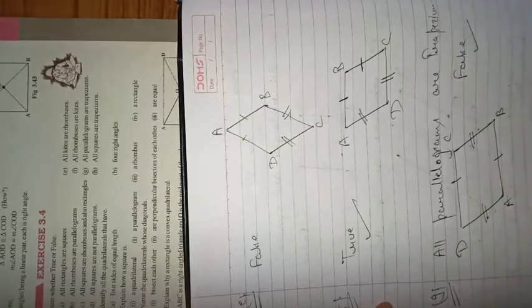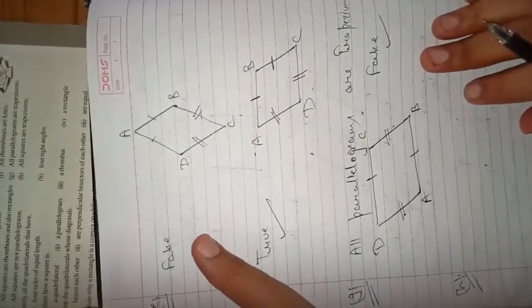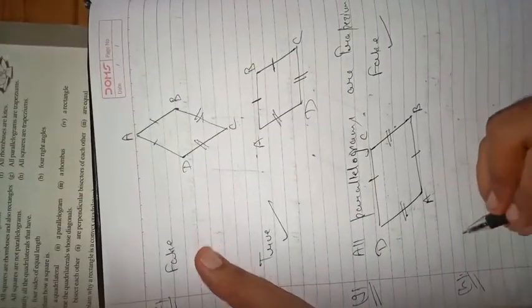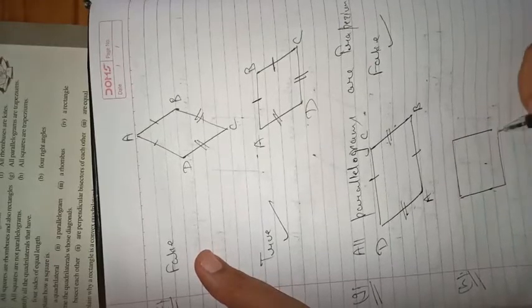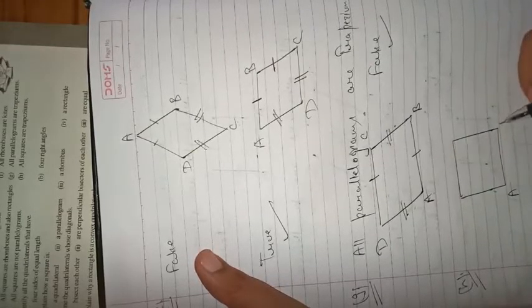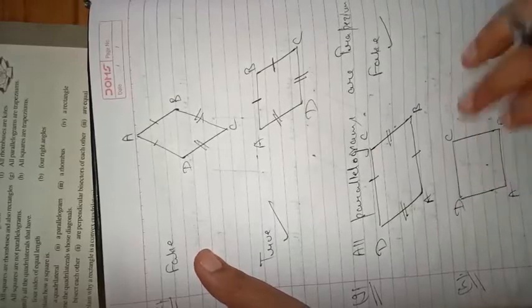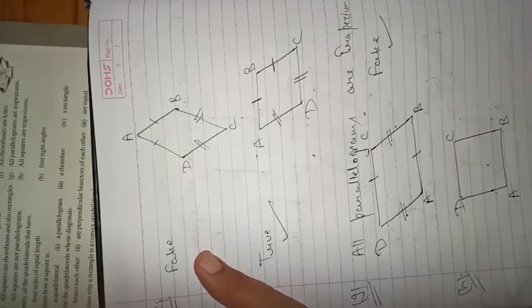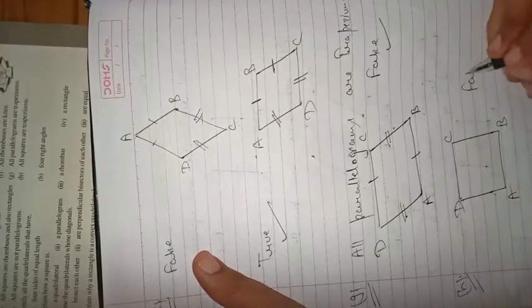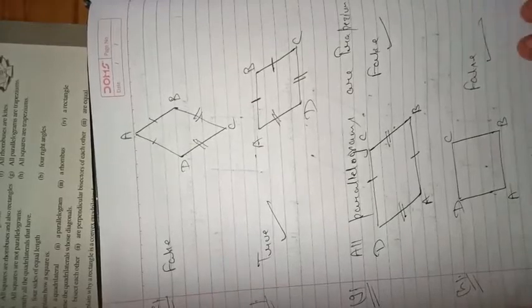H part. Now H part is, students, all squares are trapezium. No, it is also not possible. In a square also you will find that both pairs of opposite sides are parallel to each other, but in a trapezium only one pair of opposite sides should be parallel. That's why this statement is false. I hope you understood this.